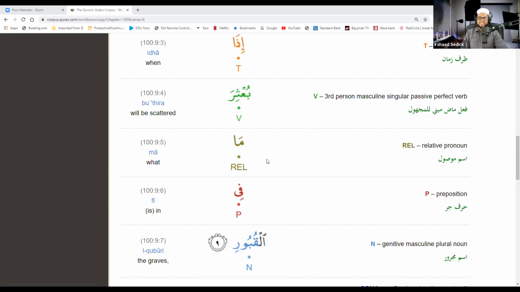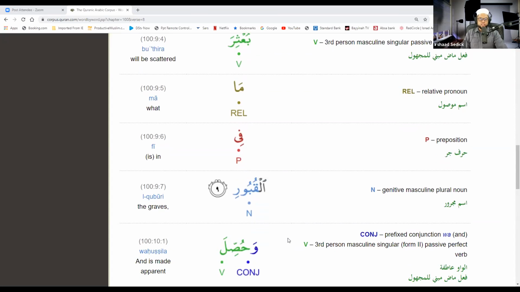Ma is actually in halatul raf. This ma, yeah, you can't see it, but it is. Take my word for it, right? When that which is in the qubur, in the graves, bu'thira, is scattered, is brought out and resurrected and scattered about, right? So the ma is actually your na'ibul fa'il. All right, and then you have fil kuburi, jar wa majroor, pretty straightforward.